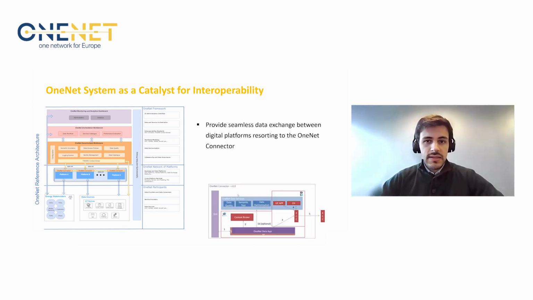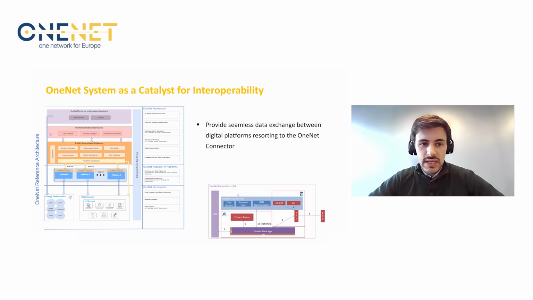Behind the OneNet reference architecture, one very important part of this architecture is the OneNet connector. The OneNet connector is deployed locally together with the digital platforms that participate in the OneNet ecosystem to facilitate the exchange of data in a semantic way by putting a meaning to that data and ensuring that the data has the same understanding throughout Europe.